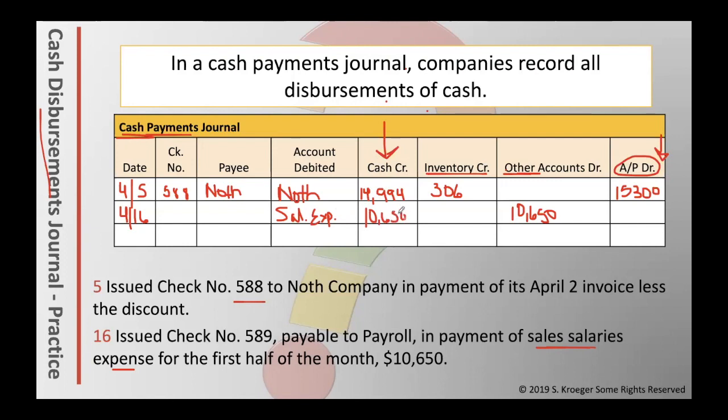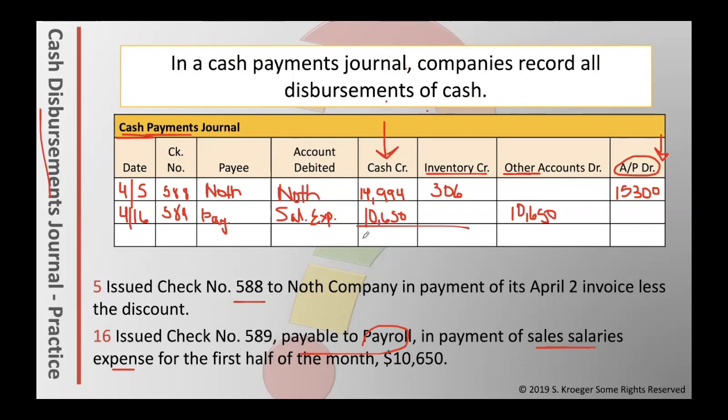The payee would be who we're writing the check out to. It says payable to payroll, so we would just write payroll here. Payroll. And then the check number would be 589. Now that we're done, we would add up the columns.